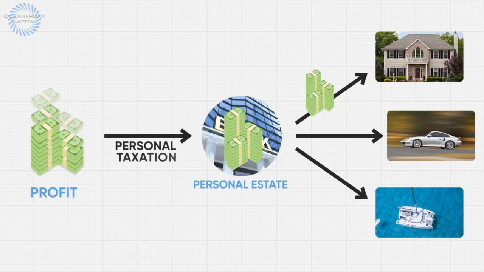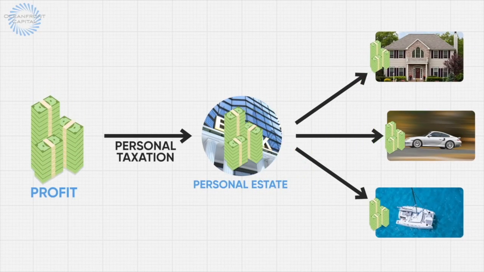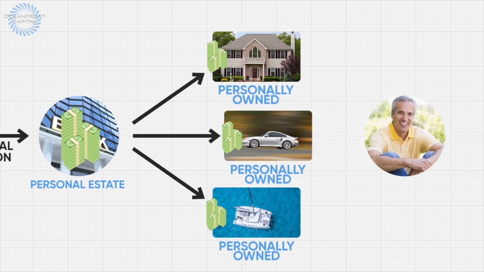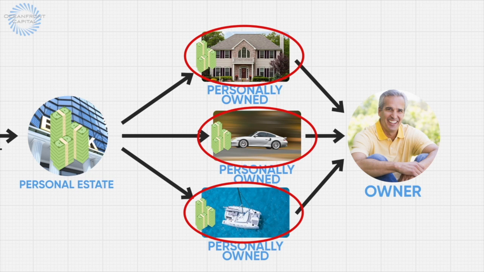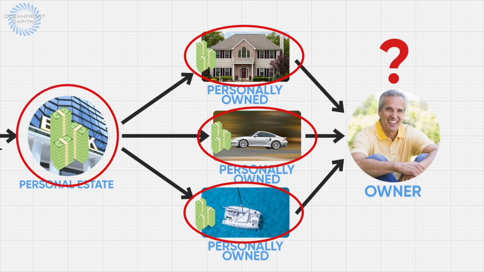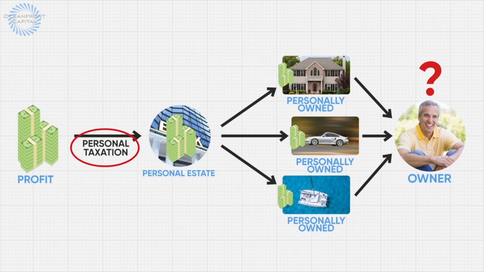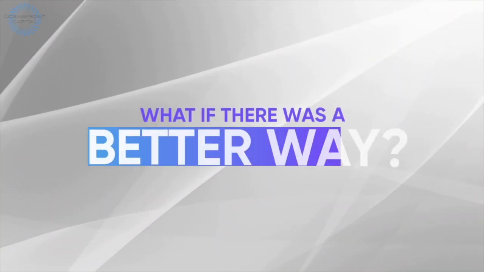And why do you have to pay these bills personally? Because you personally own these assets. You're the owner. If you're the owner, then you have to maintain them. So you need money to do that. And where will you get that money? Well, from a bank account that you also own. What's wrong with that? Well, you have to be taxed on that money in order to pay those bills. That's the problem. But what if there was a better way?